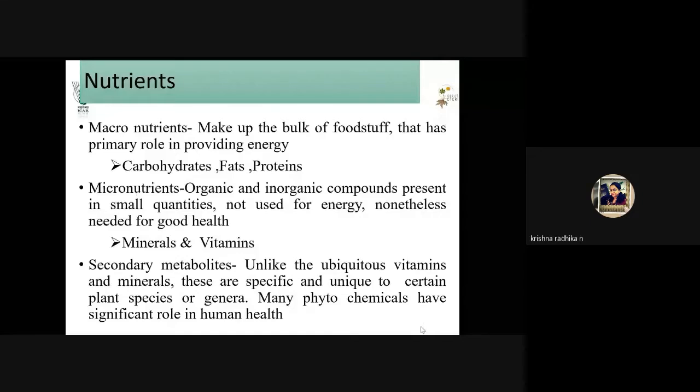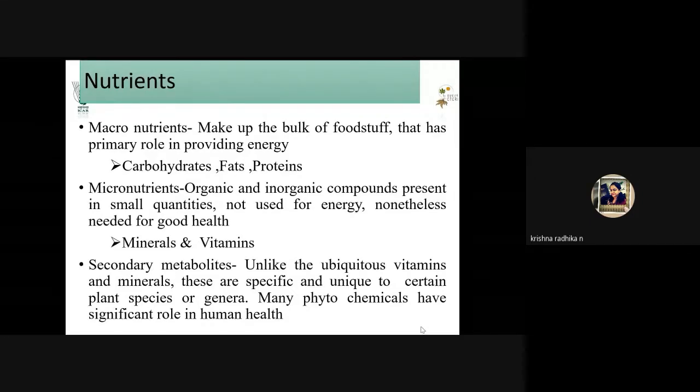And also the third component of nutrients is secondary metabolites, which are the metabolic products of macro and micronutrients. Unlike ubiquitous vitamins and minerals, these are specific and unique to certain plant species or genera, but they have immense health properties. Sometimes the properties are anti-nutritional and allergic, and sometimes they are very much beneficial, like antioxidant effects. Many phytochemicals have these. So I was saying that we have to see the two components of the word nutrigenomics, and it includes nutrients and genomics.